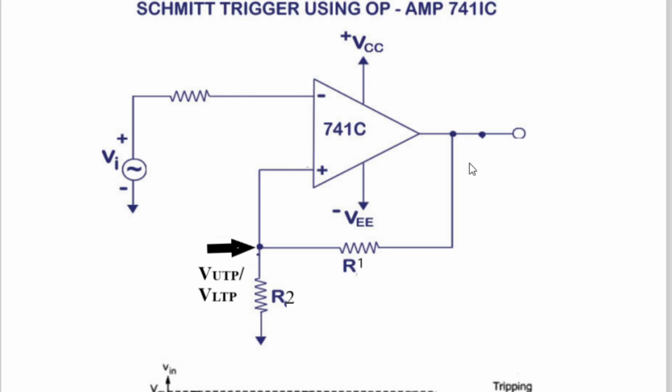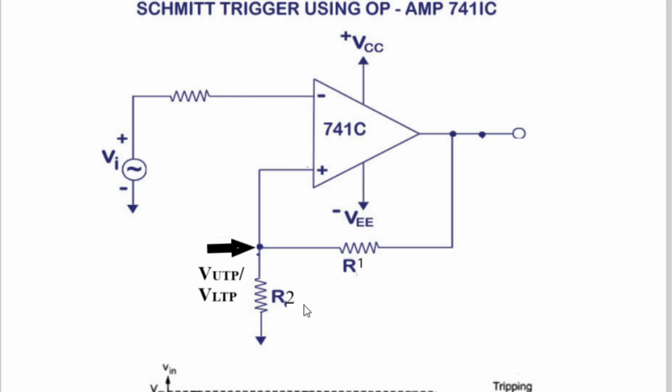But remember, output is applied back to the non-inverting input with the help of R1 and R2 as a potential divider. And here we have marked the arrow and shown that this point controls the upper trigger point voltage and lower trigger point voltage. So this is the voltage which is decided by you by changing the values of R1 and R2.